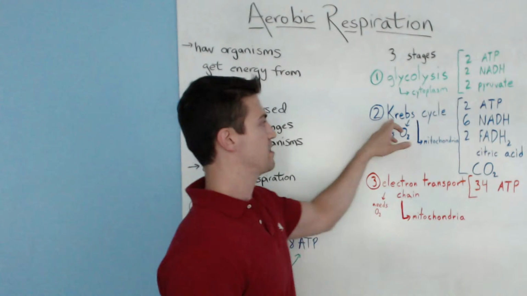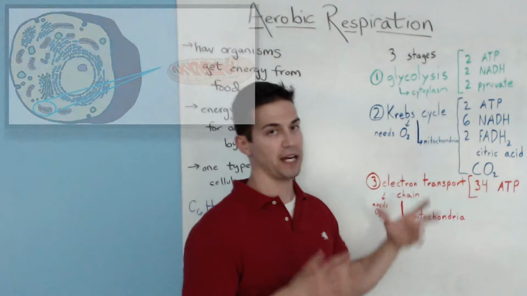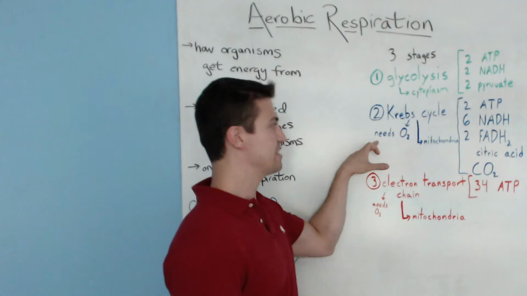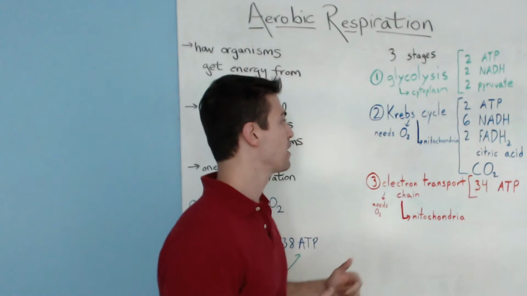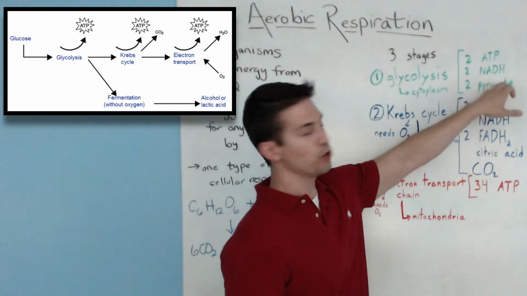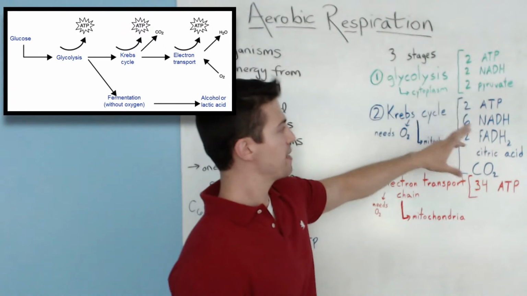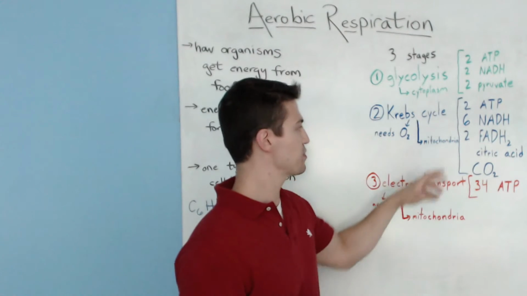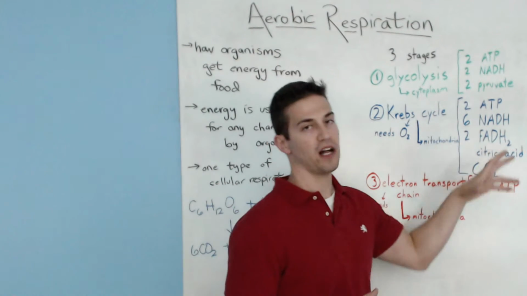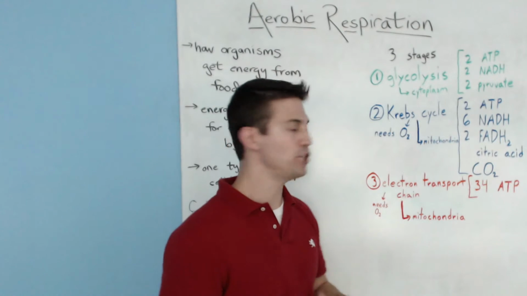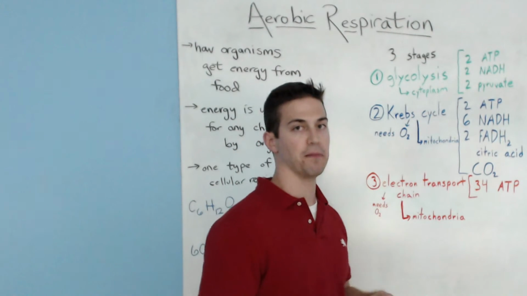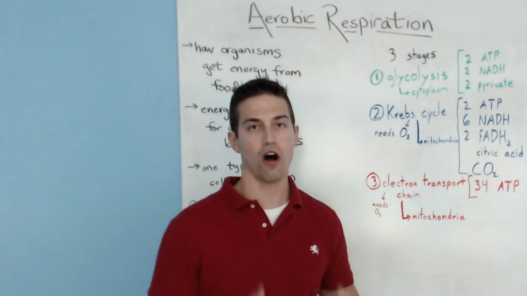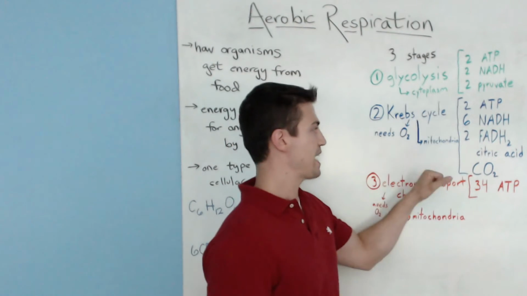The next step is called the Krebs cycle. It happens in the mitochondria of the cell. Now this step's a little different from glycolysis in the fact that it needs oxygen to occur. What the Krebs cycle does is it takes these 2 pyruvate molecules and breaks them down and makes 2 ATP molecules, 6 NADH molecules, and 2 FADH2 molecules, which are similar to the NADH in the fact that they're going to make more ATP molecules in later steps. Citric acid and carbon dioxide are also products of this reaction.